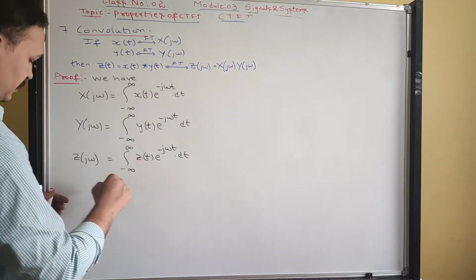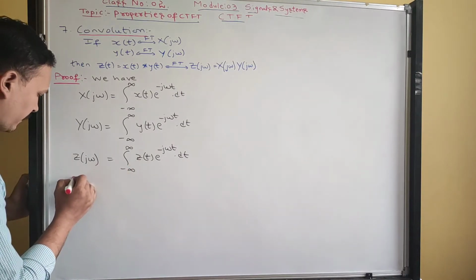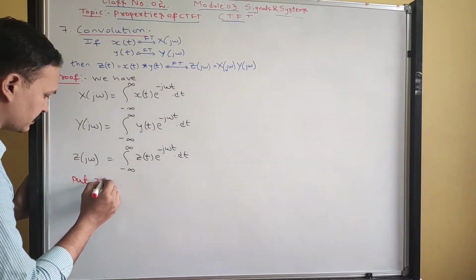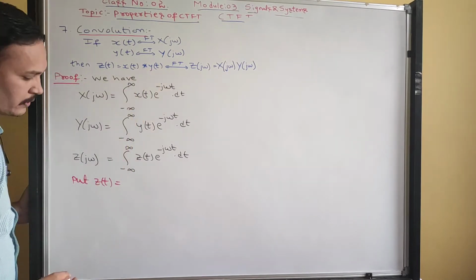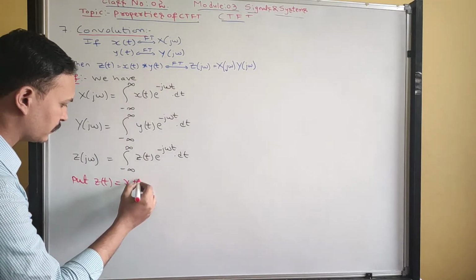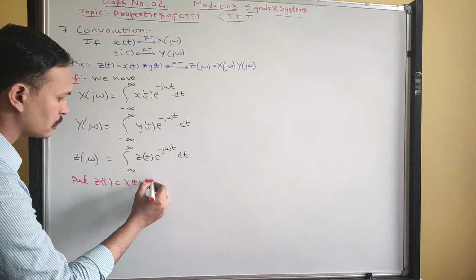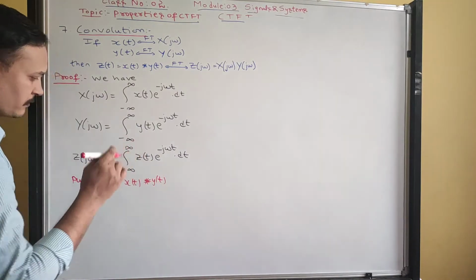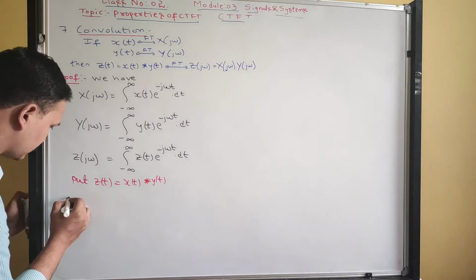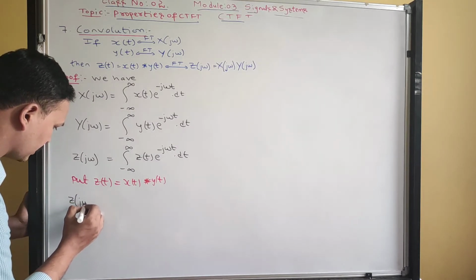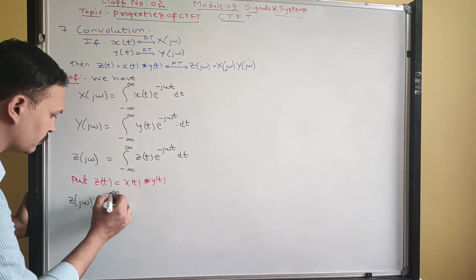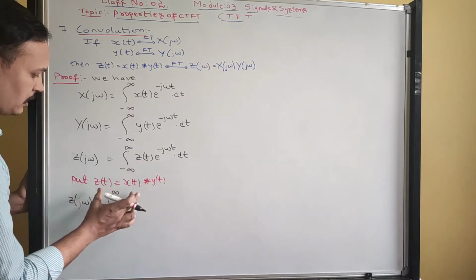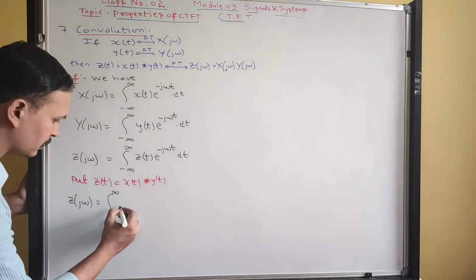Now in this equation put z of t equals x of t convolution y of t. So then we can write z of j omega is equal to the integral from minus infinity to infinity of, what is z of t? This one, substituted here.